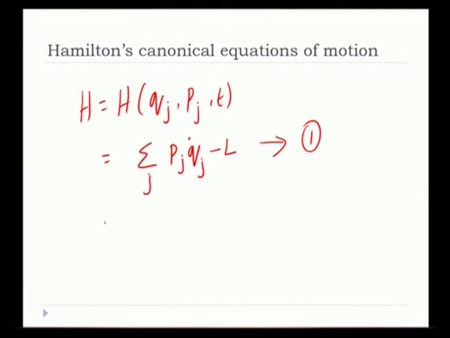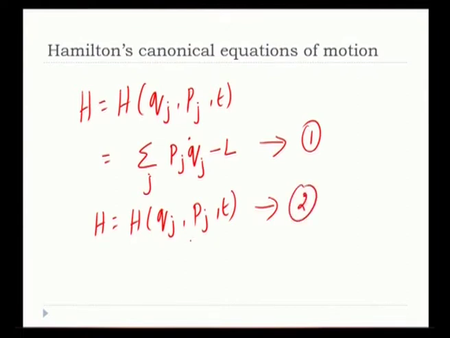Now, consider H is equal to H of Qj, the generalized coordinate of the jth particle, Pj, the momentum of the jth particle, and t. H is a function of these three. Keep this as equation 2.